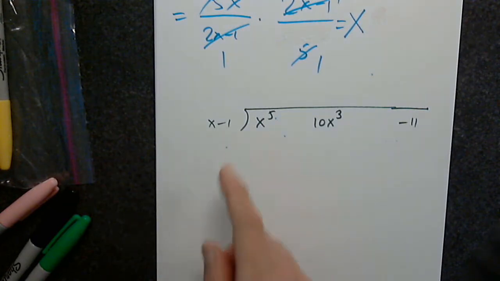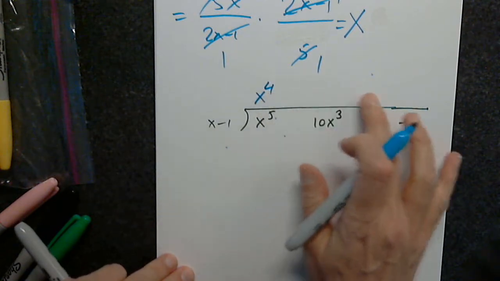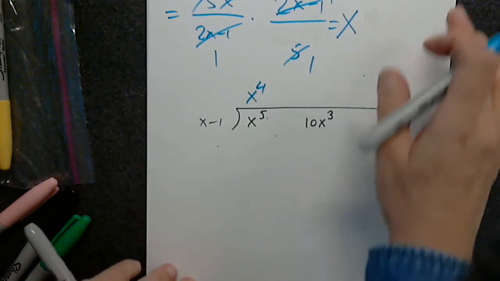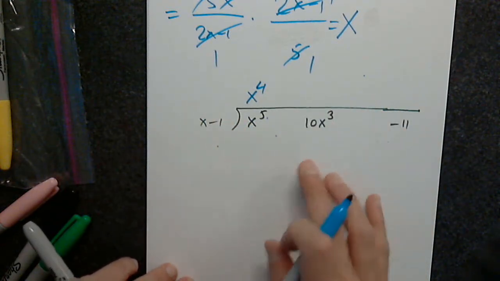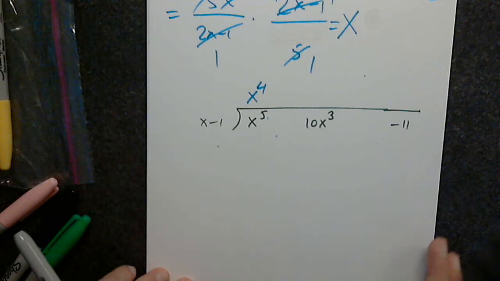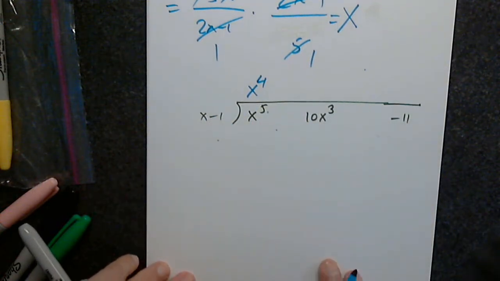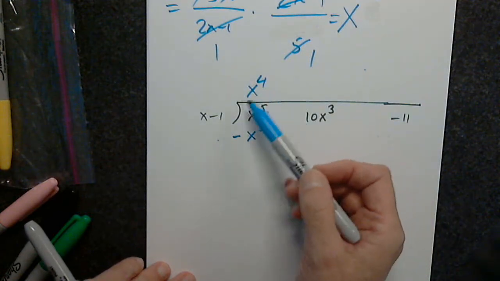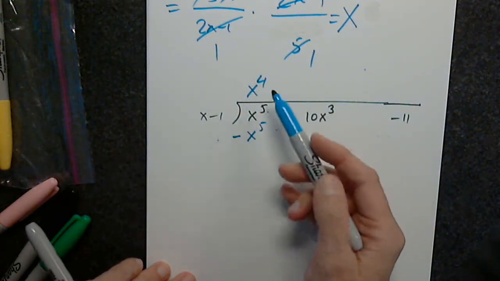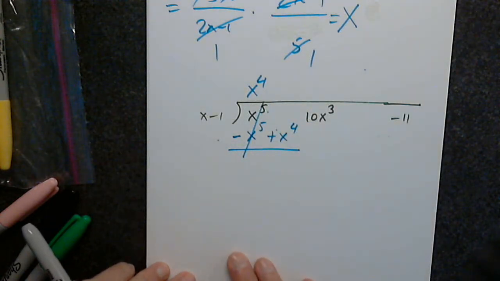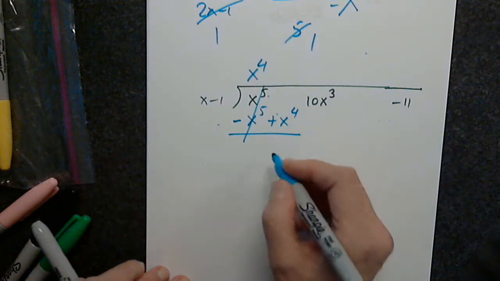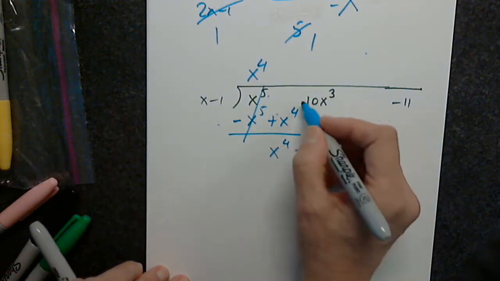Okay, so x times what is x to the fifth? Very good. Remember, at the top we don't lie, but when we rewrite, we lie, meaning the opposite. So x to the fourth times x is x to the fifth, but we have to subtract. X to the fourth times negative 1 is negative x to the fourth, but I have to subtract. I get x to the fourth plus 10x to the third.